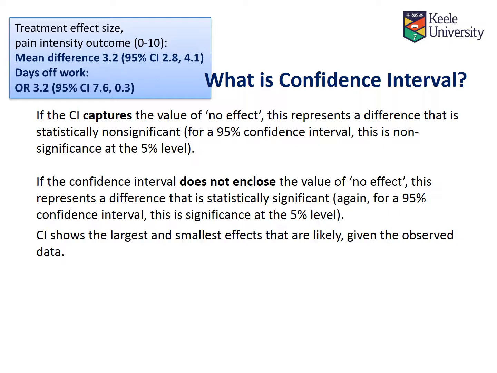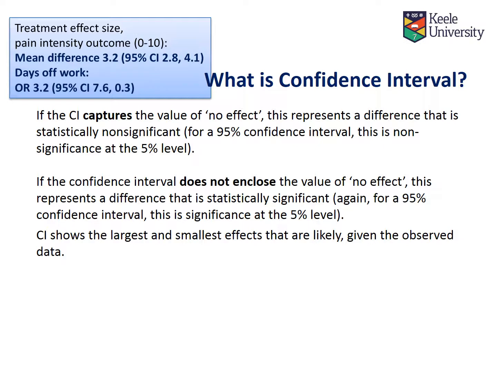What does that mean? If we look at the number above, the mean difference is 3.2. So this is the mean. When we talk about mean, the point or the value of no effect is 0. So when there is 0, that means the mean difference is nil. The mean difference we found here is 3.1. The confidence interval is 2.8 to 4.1.